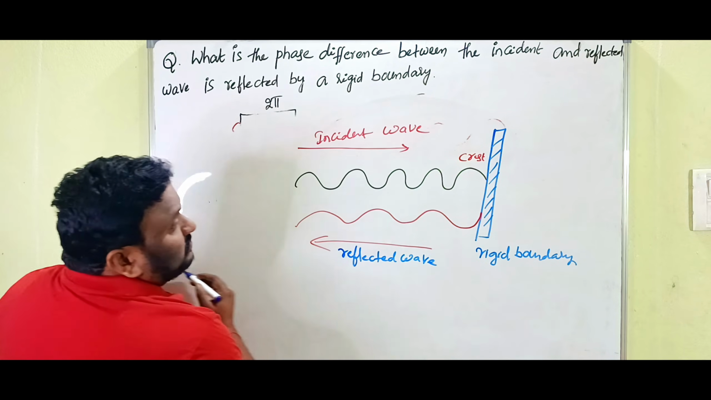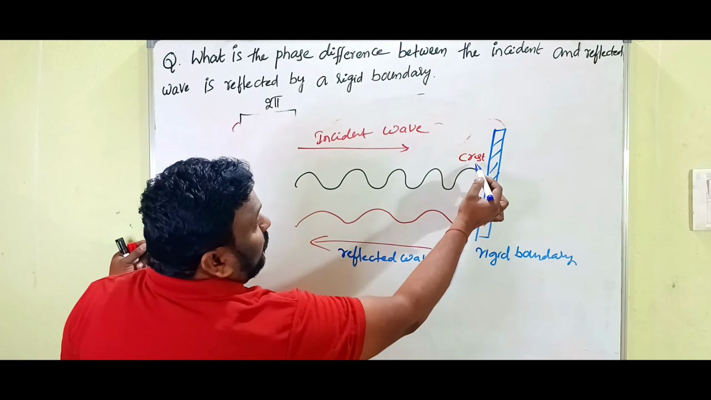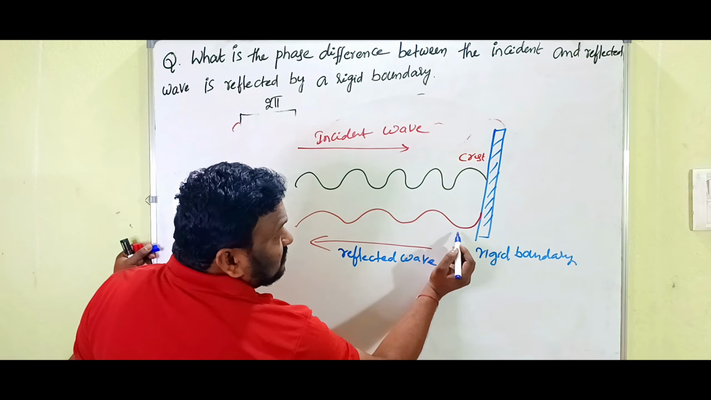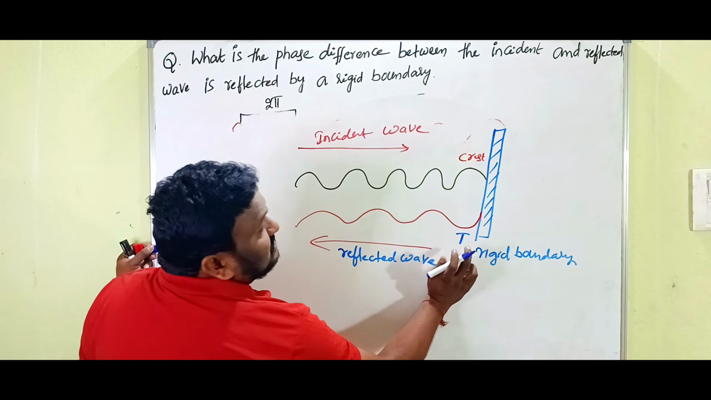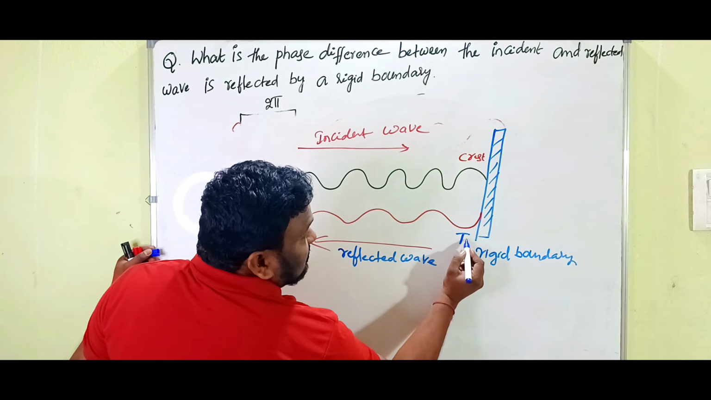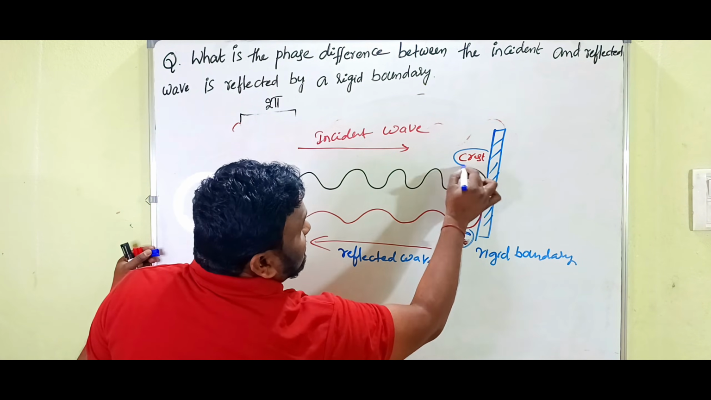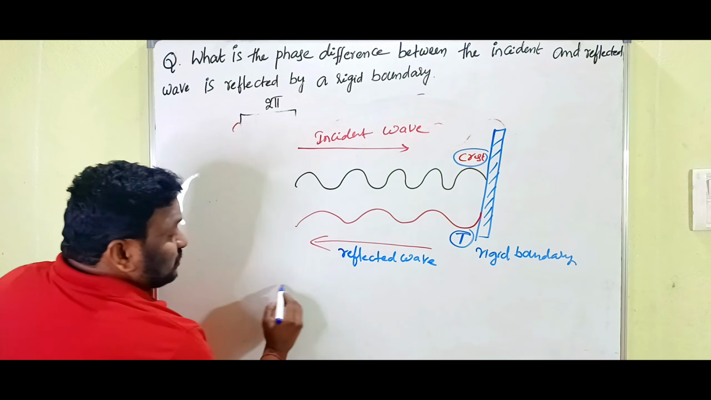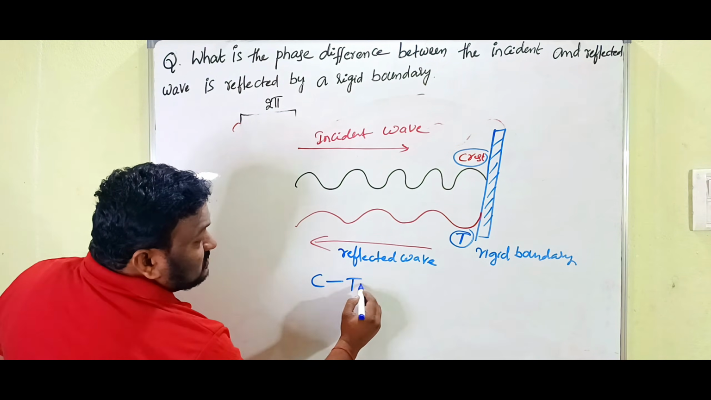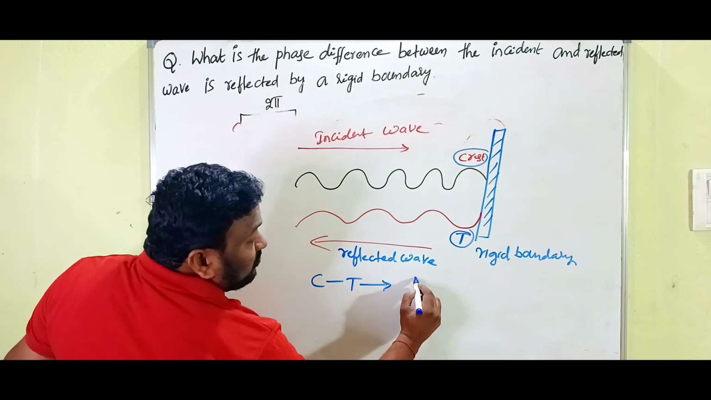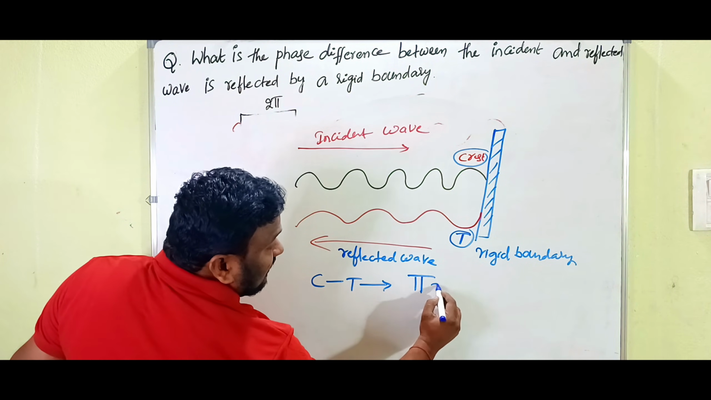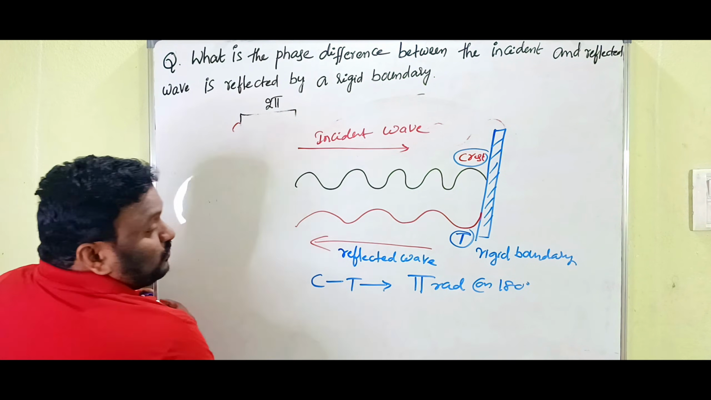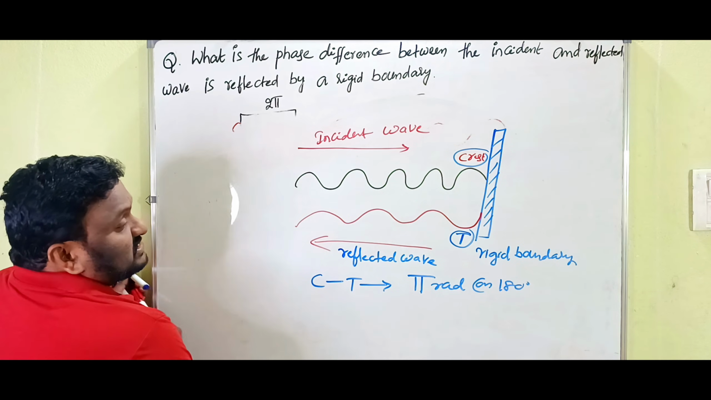Now you have to observe here: the crest falls on the rigid boundary and immediately it is reflected. The starting portion here, children, is a trough. So this is the trough and this is the crest. So these are a consecutive crest and trough. They have a phase difference of pi radians or 180 degrees. So this is the answer, children.